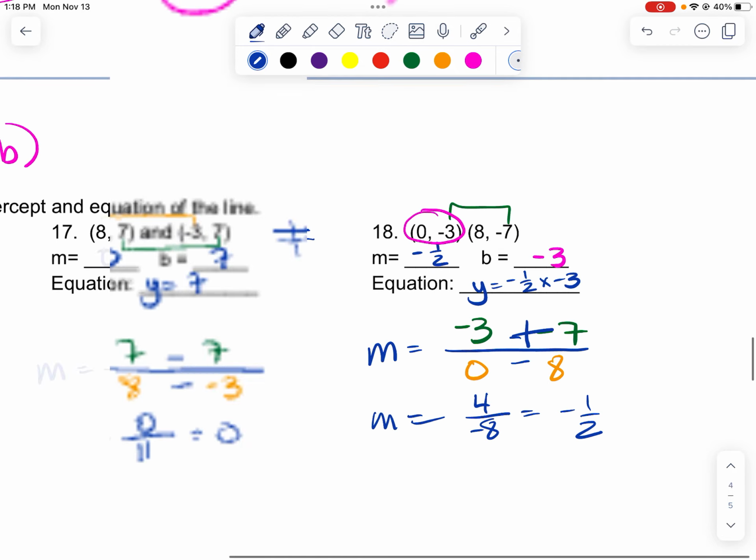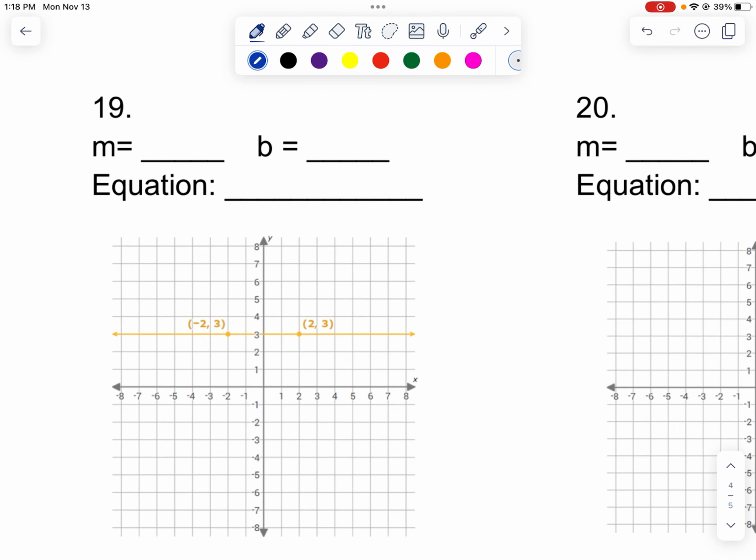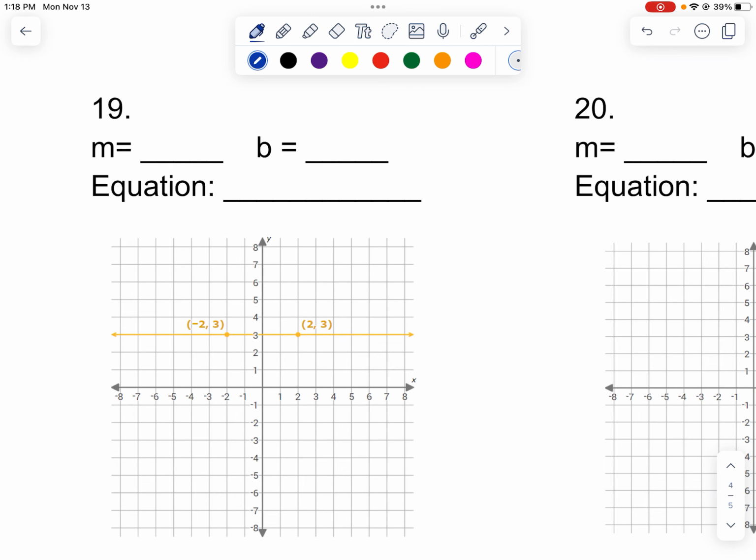Come on. There we go. So the slope for this line, it's a horizontal line. So my slope is 0. My y-intercept is right here. That's 3. My equation, y equals 3.